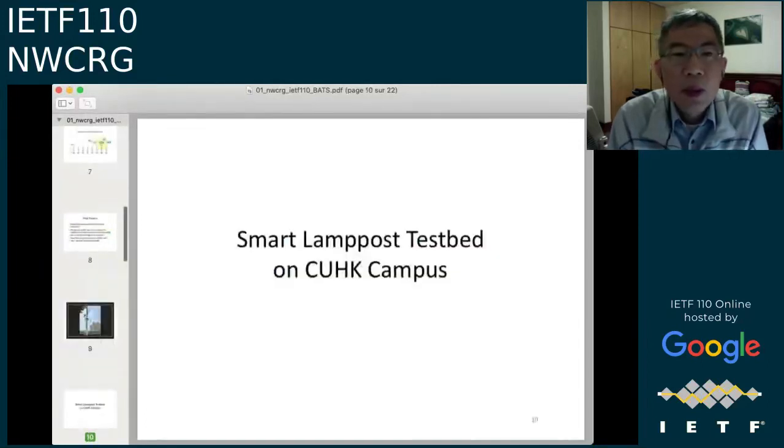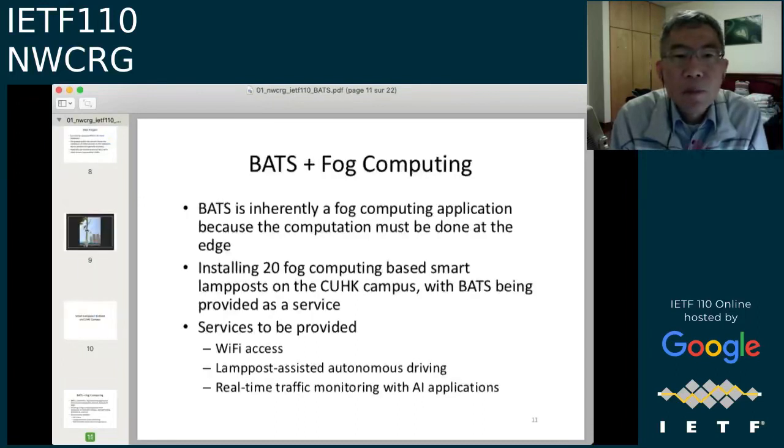Next, please. Okay, currently we are building a smart lamppost testbed on CUHK, that's my university, the Chinese University of Hong Kong campus. Next, please. Okay, one thing I would like to bring up is something quite interesting, because BATS is inherently a fog computing application, because the computation must be done at the edge. Okay, there's no choice. And so we're going to install 20 fog computing based smart lampposts on our campus, with BATS being provided as a service.